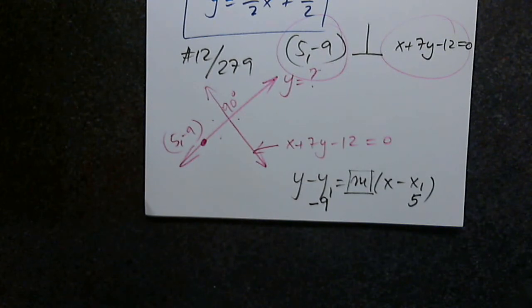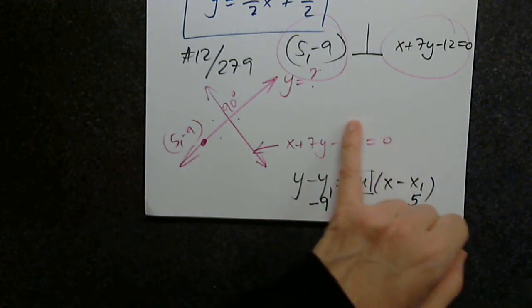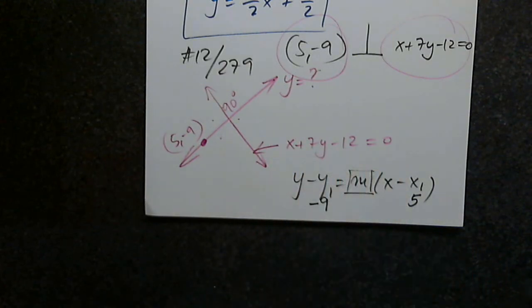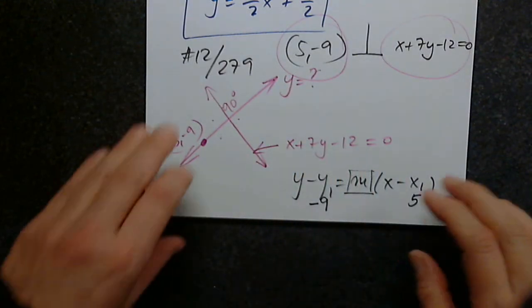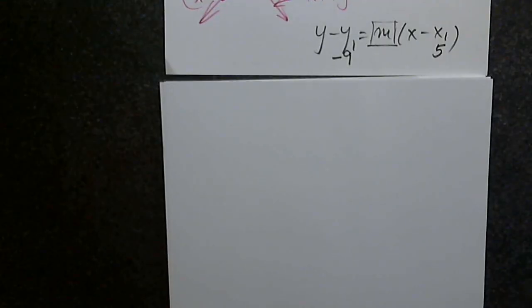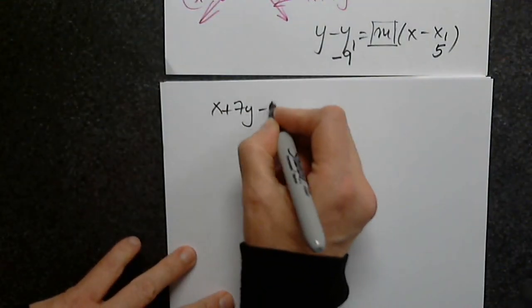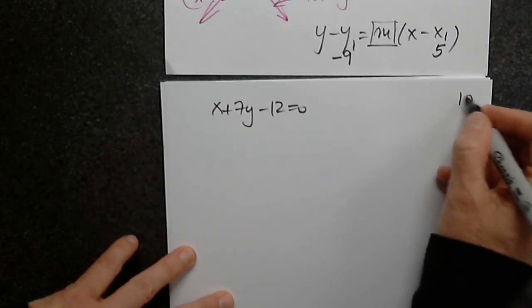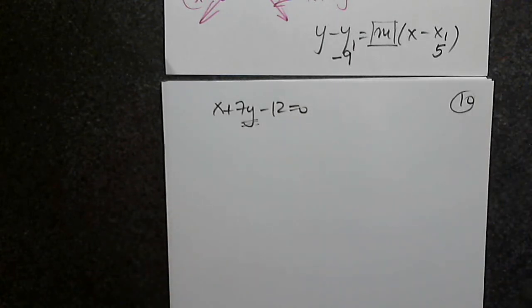Is there a way of determining m, the slope? Exactly what we did before. What did we do a few minutes ago? Yes. So we solve this equation for y and identify the slope. So careful. Tell me what to do. I'm going to copy the equation. So I have x plus 7y minus 12 equals 0. And I'm trying to solve for y. What do I have to do first?